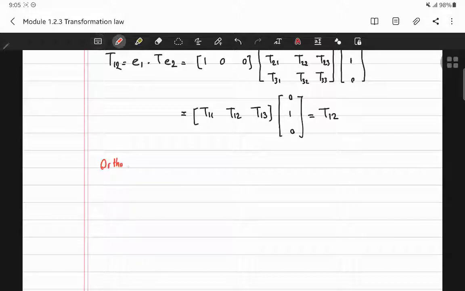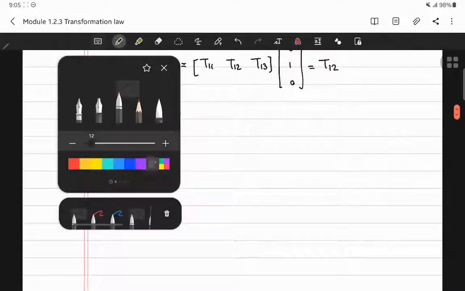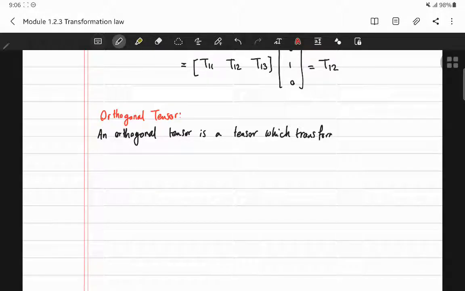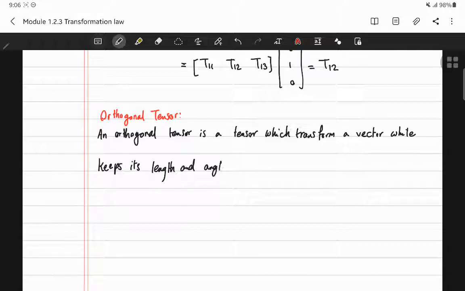Okay, let's get started with the orthogonal tensor. An orthogonal tensor is basically a kind of tensor that can transform a vector while preserving its length and angle. So an orthogonal tensor is a tensor which transforms a vector while it keeps its length and angle, or preserves them.